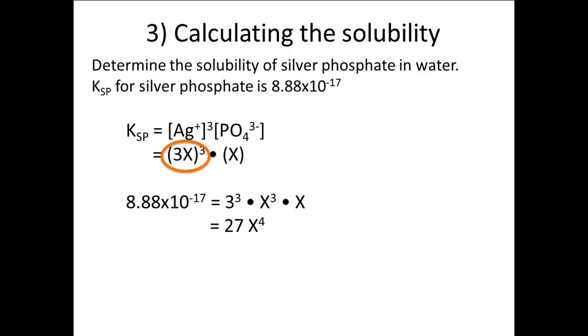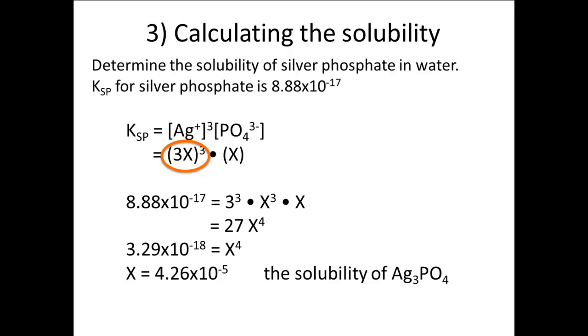Next, we divide both sides by 27, and we get 3.29 times 10 to the minus 18th equals X to the 4th. Taking the 4th root of both sides, we get X equals 4.26 times 10 to the minus 5th, which is the solubility of silver phosphate.